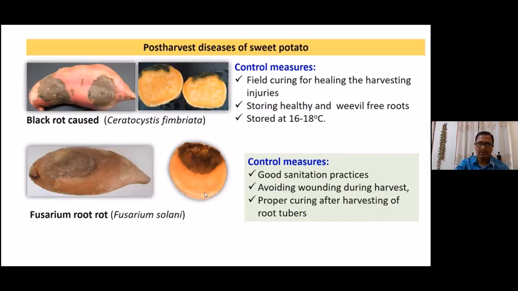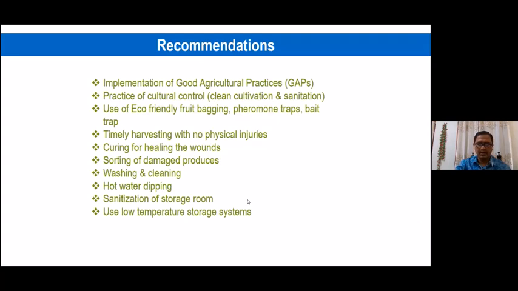I think I'm about to finish. There are some recommendations from my lecture. Implementation of GAP, good agricultural practices, is very important to keep crops safe in the field as well as in the storeroom. Another point is the practice of cultural control, clean cultivation, and sanitation. All these need to be applied, and that will help to keep our produce safe.